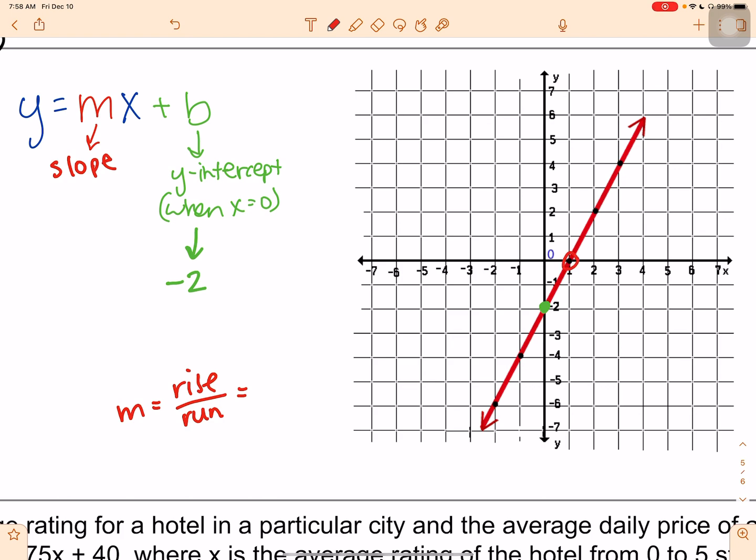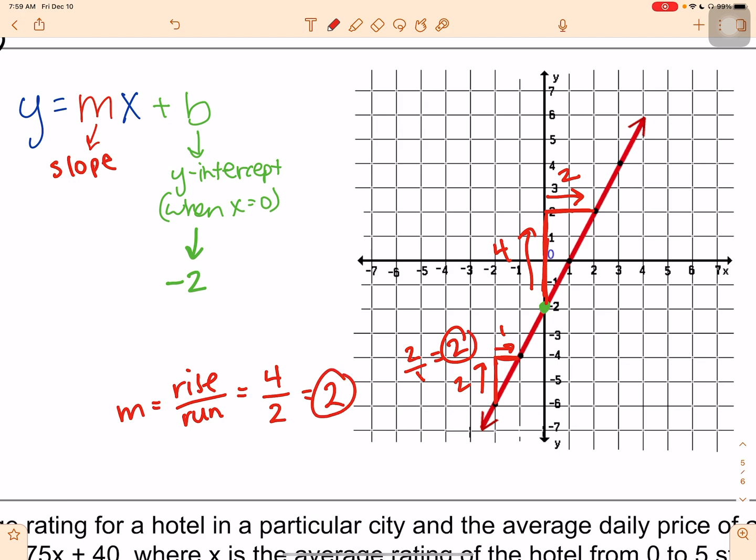Let's say I didn't see this one, and I went up a little bit higher. That means my rise is 4, my run is 2. 4 divided by 2 is 2. And you would have gotten that if you did from here to there. The rise would be 2, the run would be 1. 2 over 1 equals 2.